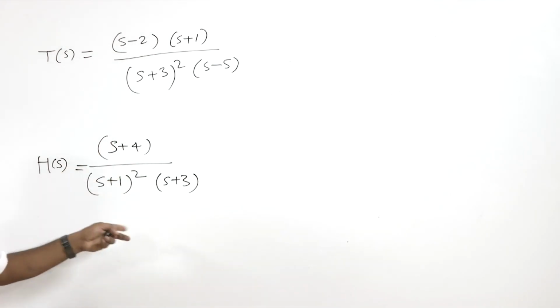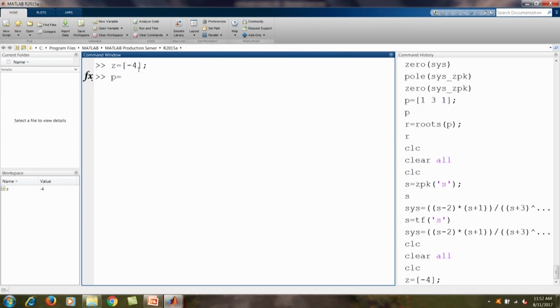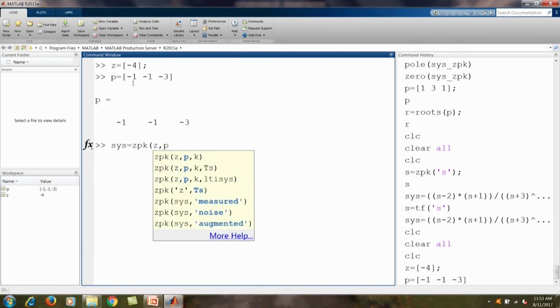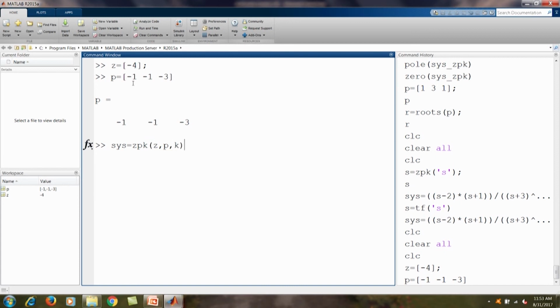Now here we have the ZPK model. We write z as a polynomial. Here we are already writing this. The zero is -4, the p is -1, -1, -3. So there are 3 poles at -1, -1, -3. So we can write sys equal to zpk of z, p and k. So we can use the ZPK model to find the system.